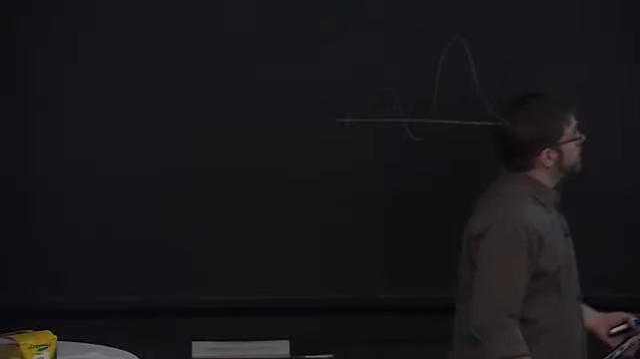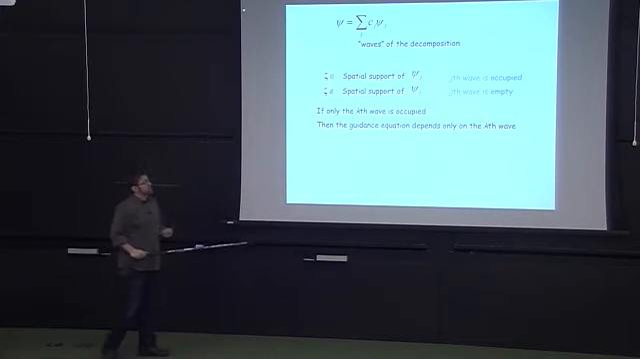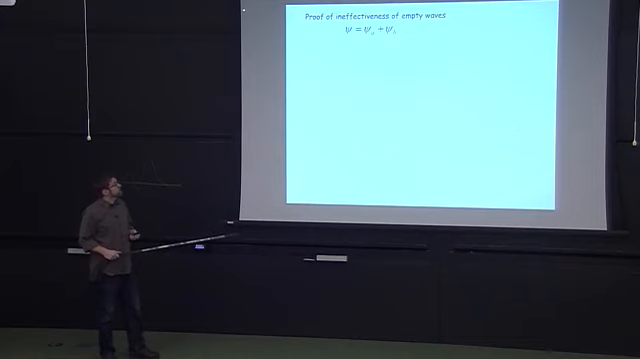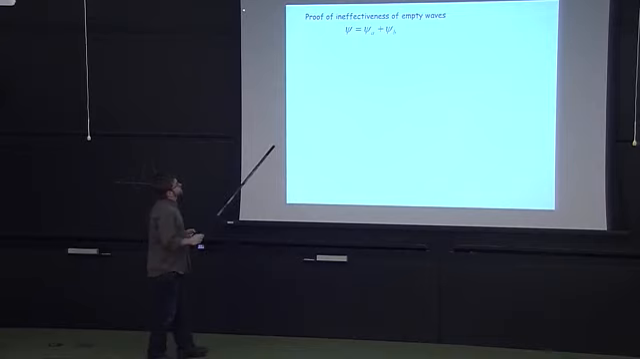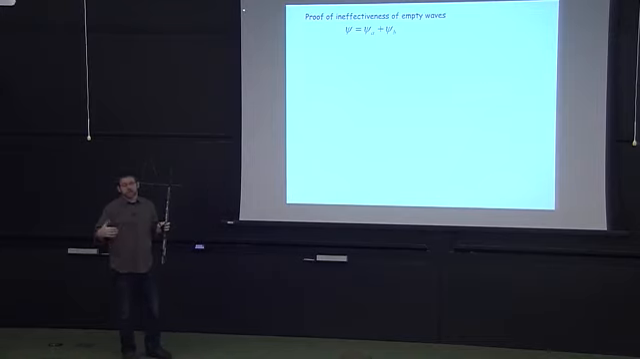OK, so if only one of these waves is occupied and all the others are empty, let's suppose it's the kth wave that's occupied, then it turns out that the way the particle moves is going to depend only on the form of that kth wave and not at all on any of the other terms. Let me convince you of that with a simple example. Another way to say this is that the empty waves are ineffective, in the sense that they don't govern the dynamics of the particle at all.